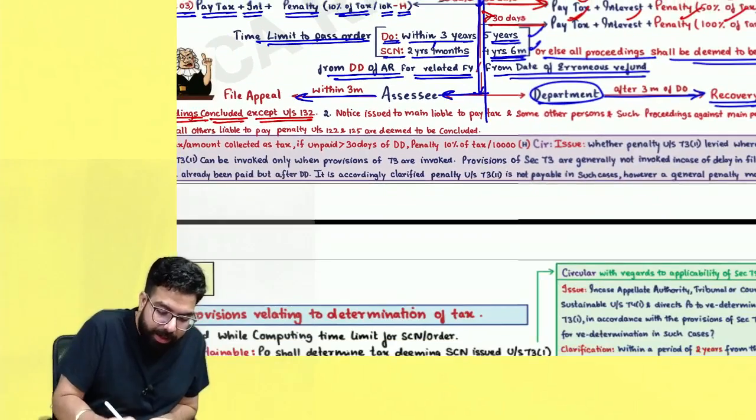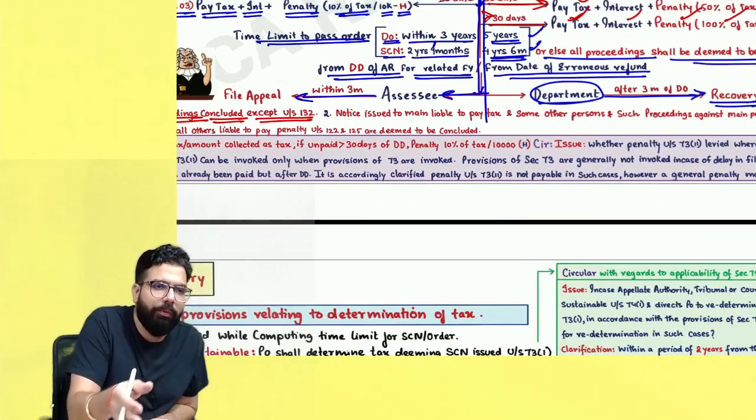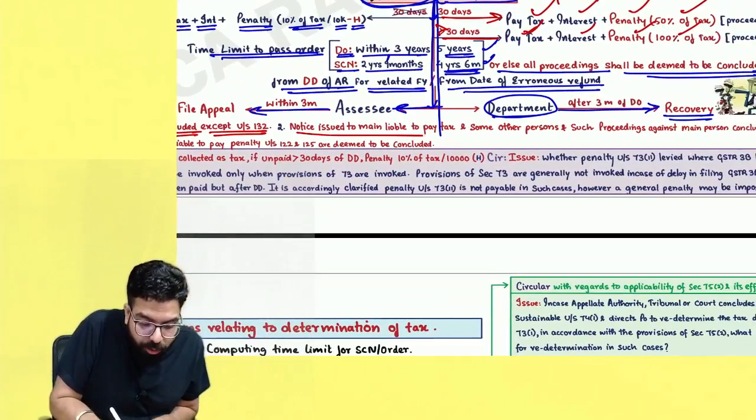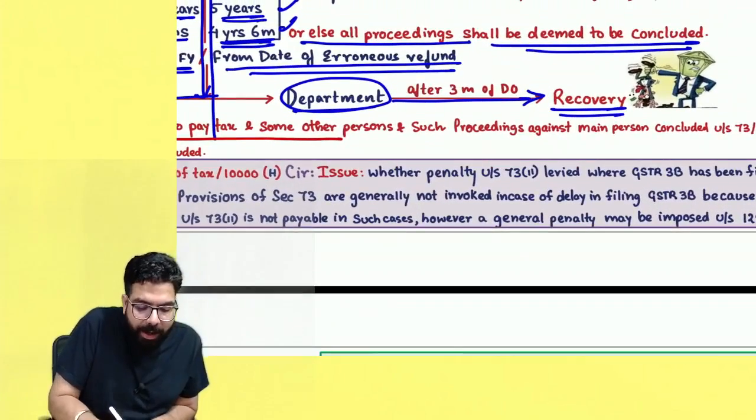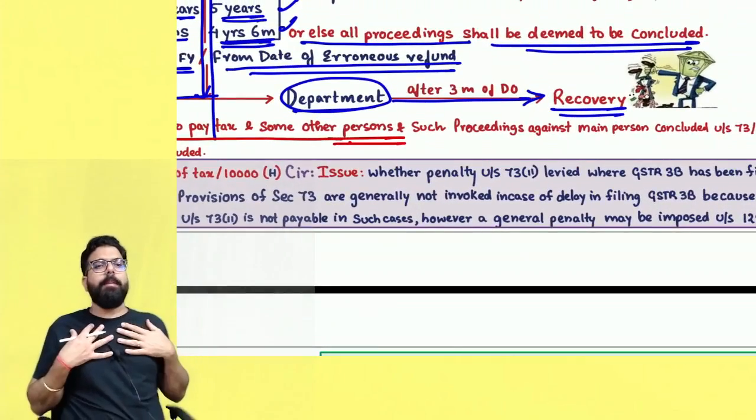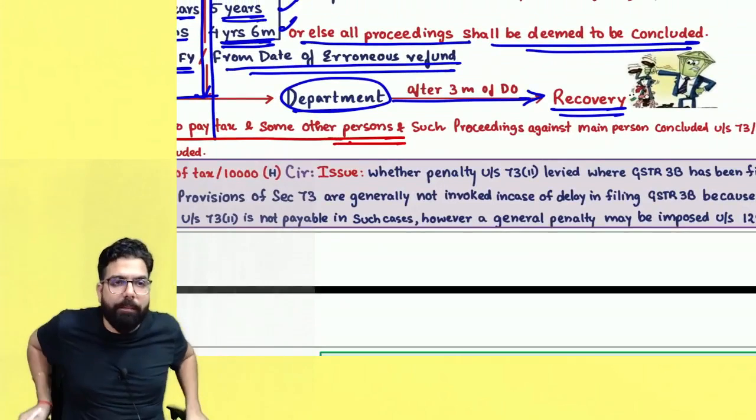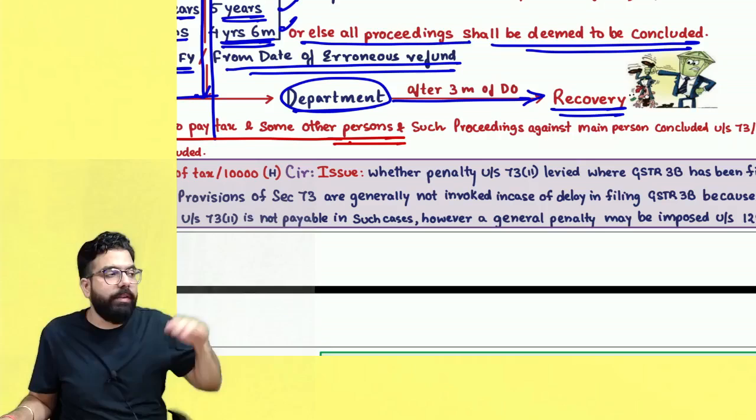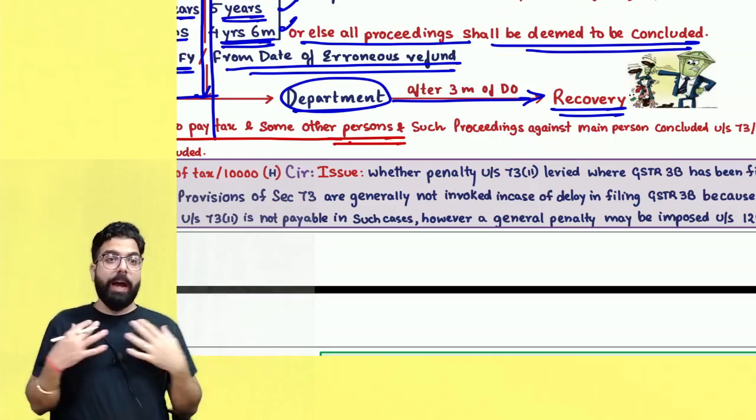Now, the next one over here is if you are falling under 132 offenses, then to jail also you will go. Can I go ahead, everyone? Then notice issued to the main person liable to pay tax and some other person. So supposing I am the main culprit and along with me there are some co-culprits. They have issued me a notice and they have issued the notice to the other people also. I am the main culprit.